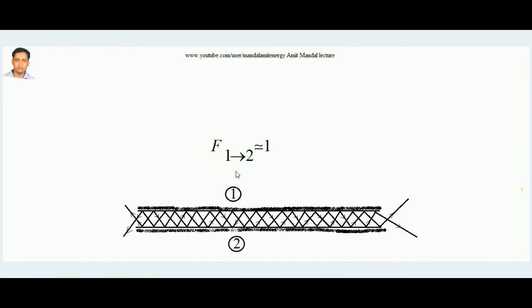The same thing is there. F₂₁ is also approximately equal to 1 because both are parallel to each other again. So in case we write F₁₂, that is also approximately equal to 1, as well as F₂₁, that is also approximately equal to 1.